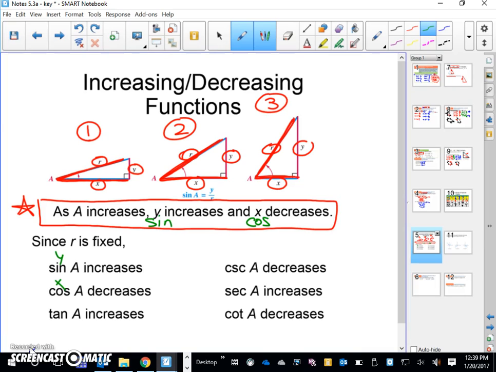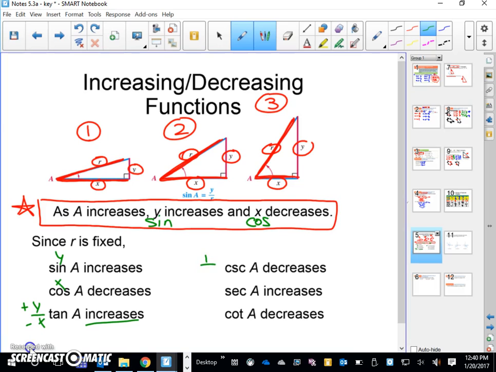Tangent, we know, is Y over X. So what's happening is the numerator is getting bigger, but the denominator is getting smaller. I don't mean negative, I mean smaller. If the numerator is getting bigger and the denominator is getting smaller, that would make your overall number increase. All right? So cosecant, we know, is the reciprocal of sine.